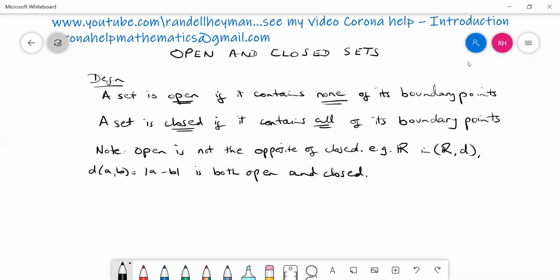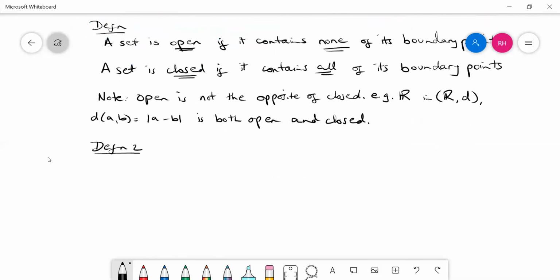Okay, now there is an alternative definition, and often at university you'll have to prove that this definition is correct, so you prove definition 2 from the first definition.